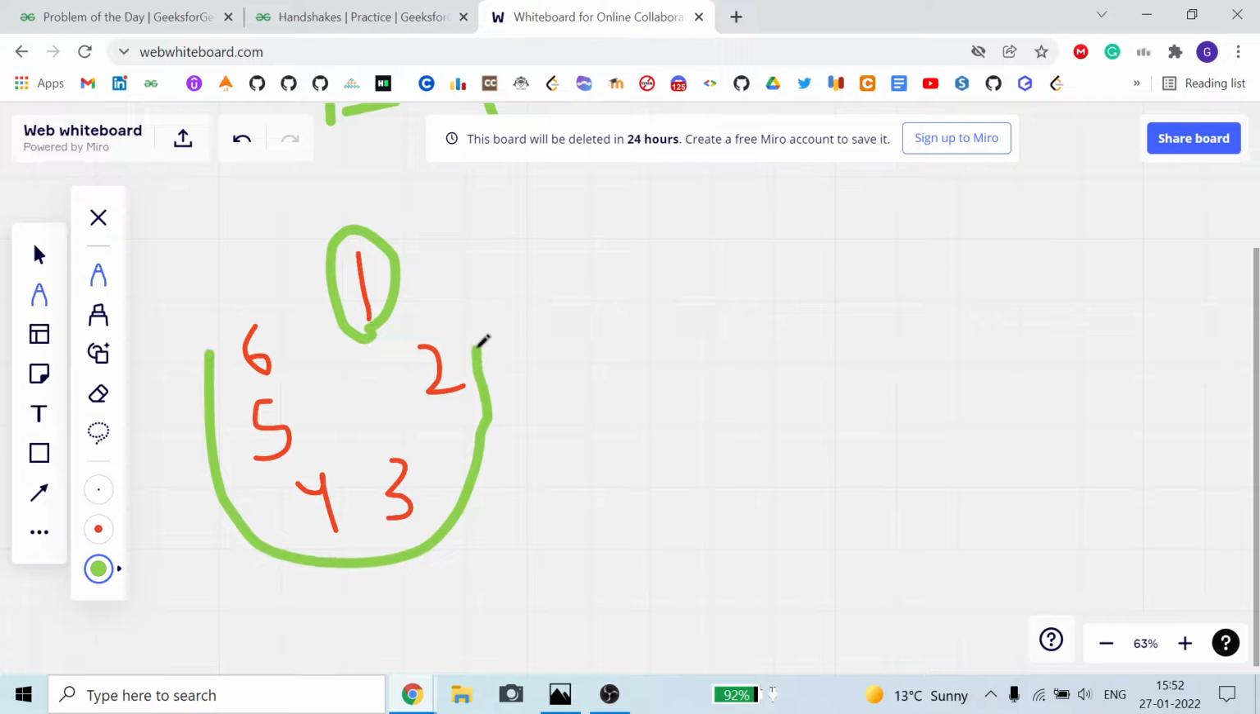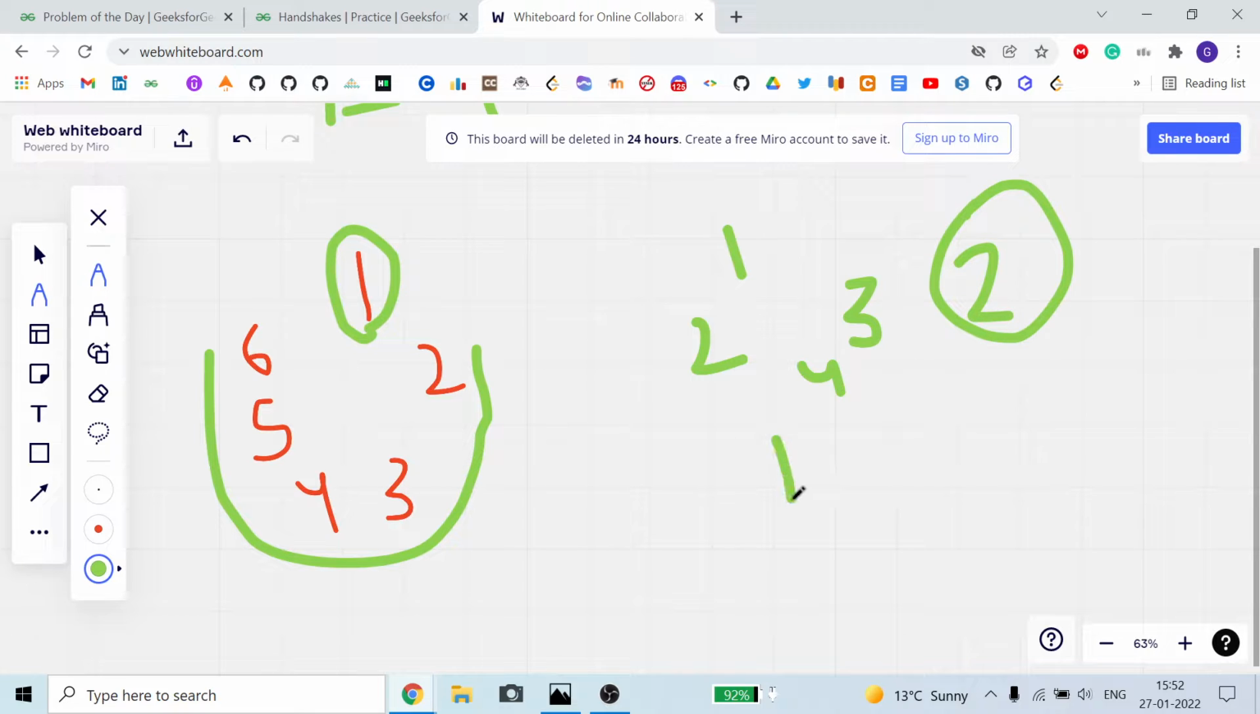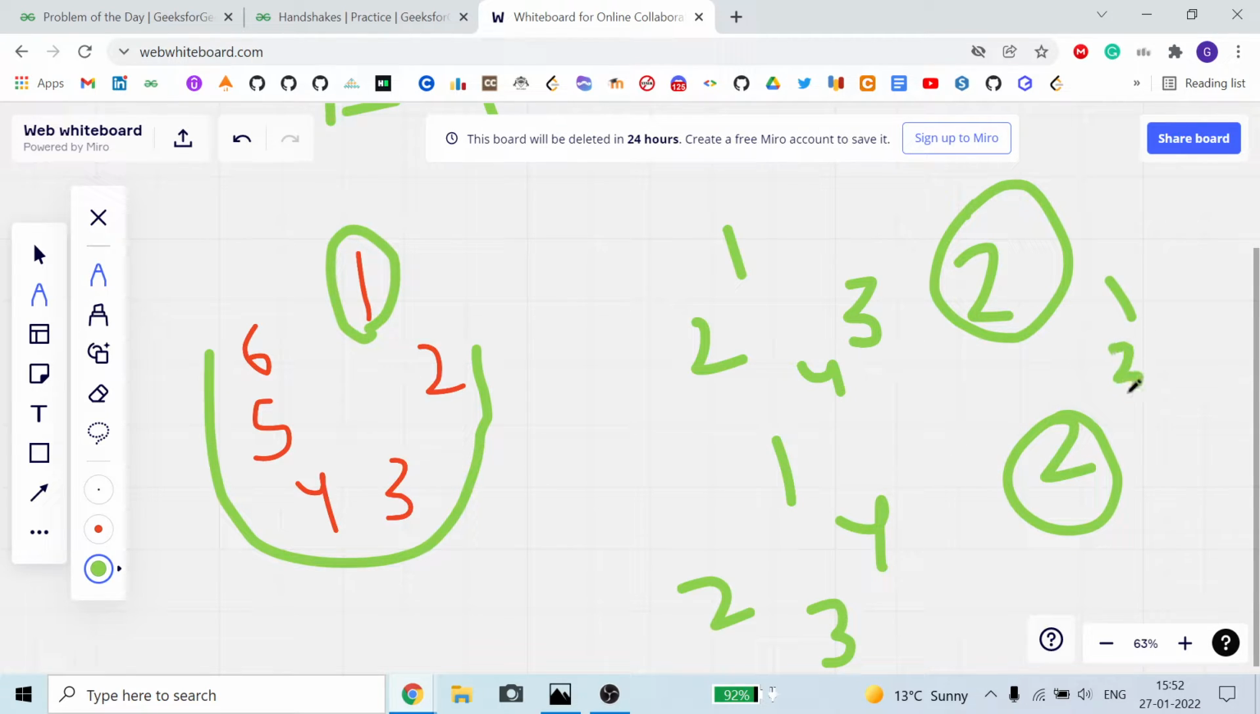When I was explaining for n equal to 4, I told you that whichever representation of n persons you use, you will always get the same answer. When you do it like this, you get answer 2, and when you do it like this, you get answer 2. Or whether you do it like this, 3 4 2, you get answer equal to 2 in this case also. So this is always the same.